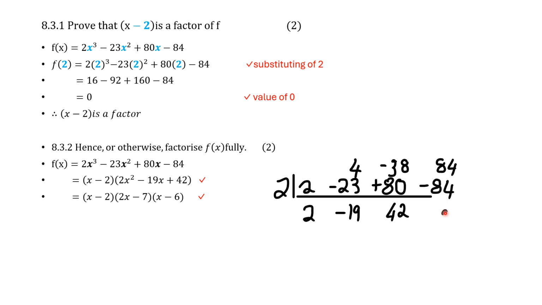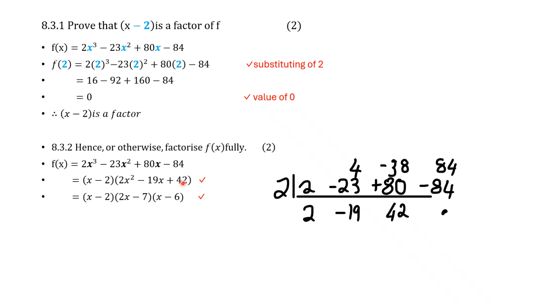Right? So this last term, don't cancel it, otherwise you've made an error in writing the values. So you see they have 2x squared minus 19x plus 42. And from there, if we factorize further, 2 is only a prime number, so it can only have the factors 2 and 1. So 2x times x gives me 2x squared.